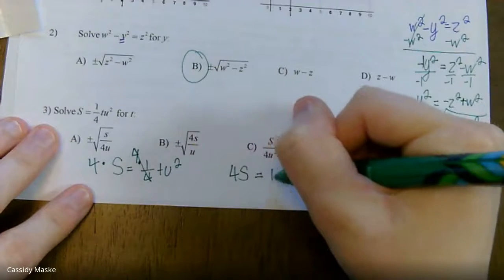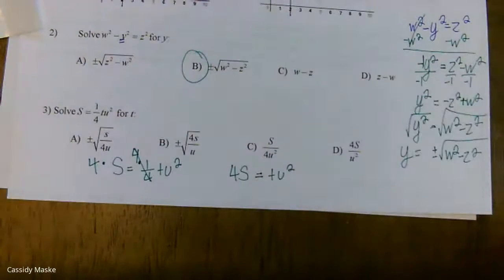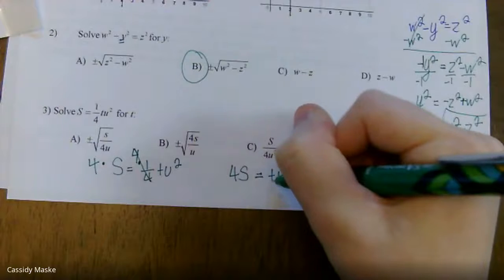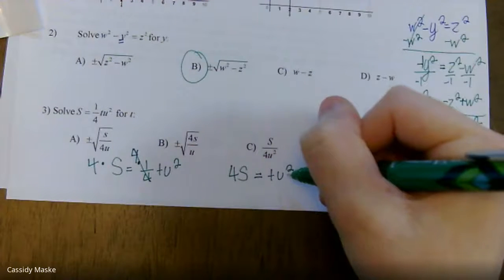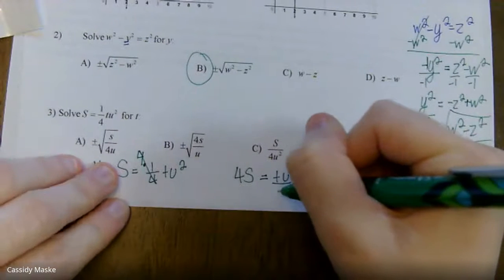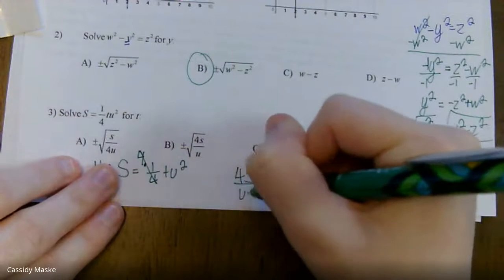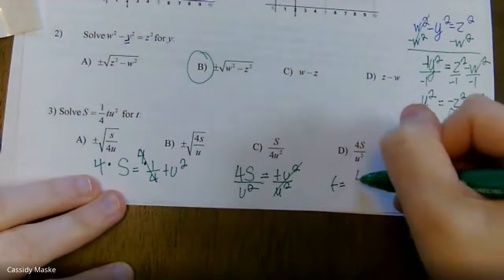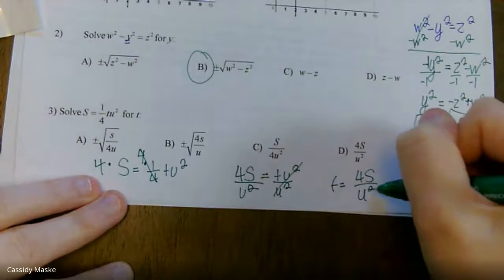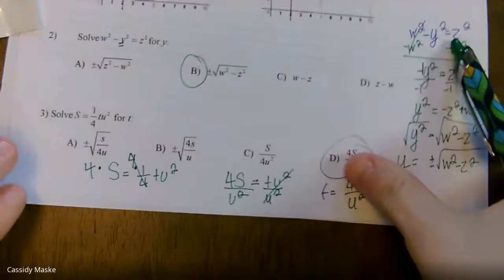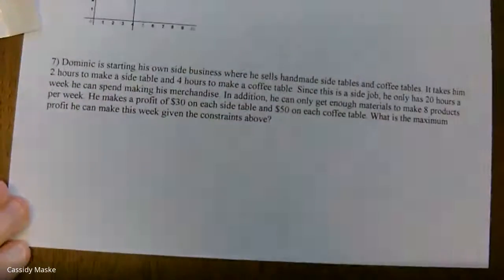So we have 4S equals TU squared. I know some people are tempted to take the square root here, but we don't have to do that because we're trying to get T by itself. So we just need to move that u squared to the other side. These are next to each other with no add or subtract, which means they're being multiplied. So we just need to divide it to the other side. That would leave us with T, right? So T equals 4S over U squared. And that's it. No square roots or anything. Pretty easy. All right.